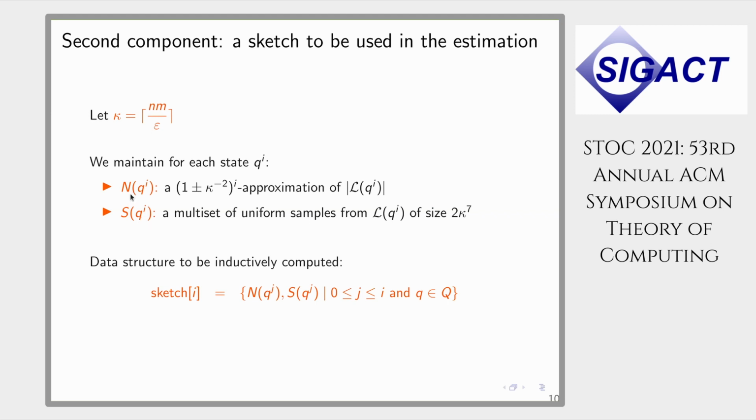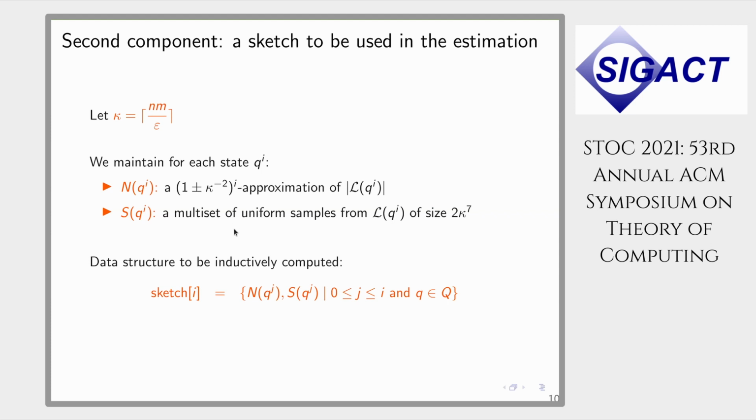We say, well, this N of qi is an approximation of this set L of qi, and it's a 1 plus minus kappa to the minus 2 to the i approximation. I mean, really, this number is not that important. It's something that you need for the calculations. But notice that when we are at higher layers, this approximation will be worse, because the i will be growing.